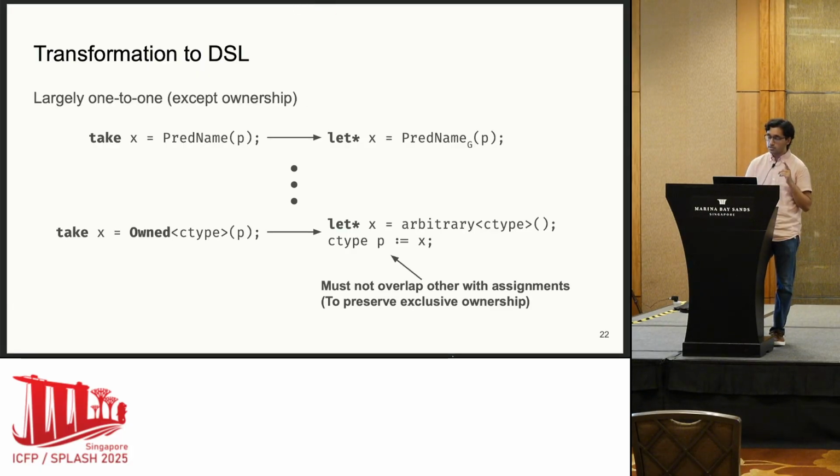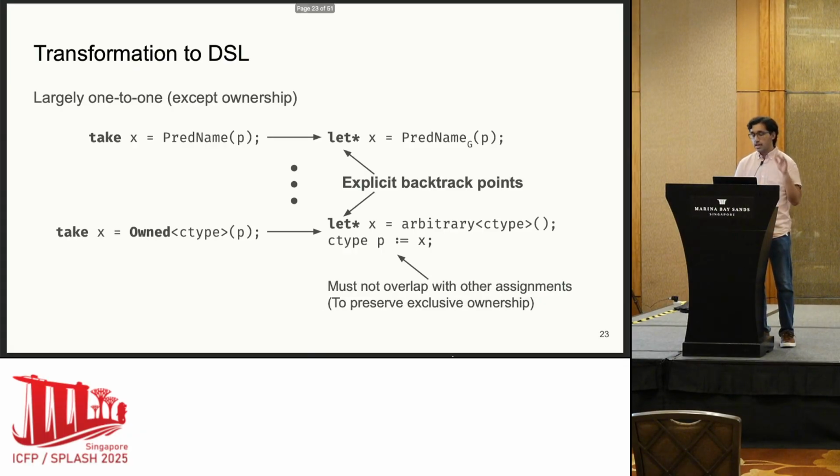One thing is that we are going to check every time we assign anything that it does not overlap with pre-existing assignments. Since each assignment corresponds to the presence of owned in the original predicate, this is going to preserve exclusive ownership because we're ensuring none of these things overlap. And then let star is going to be the points that we can backtrack to, since that means there's a generator on the right-hand side. There's a slight caveat there, but I'll show it.